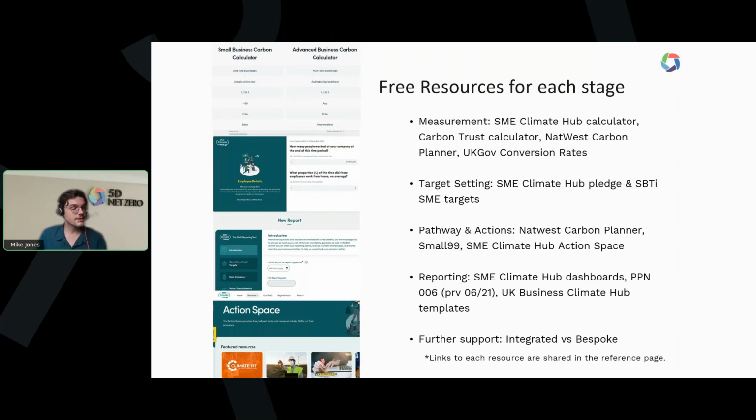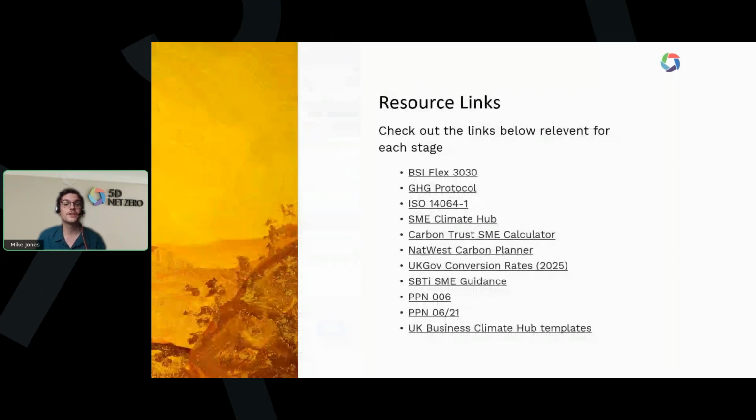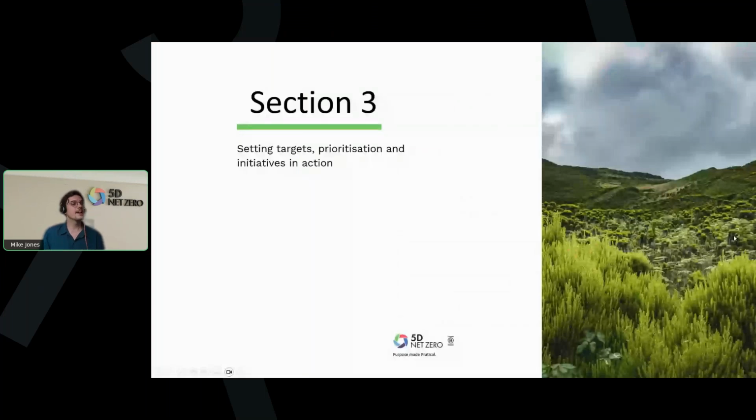So the next slide is just quick resource links so that you can find them later. I'm aware of time, so I'm going to scoot on into this third section, which is a reminder about how you actually set targets and how you actually prioritize initiatives. I've tried to give an example from a client around how we did this, and then how you take those steps forward. So first, setting your targets.